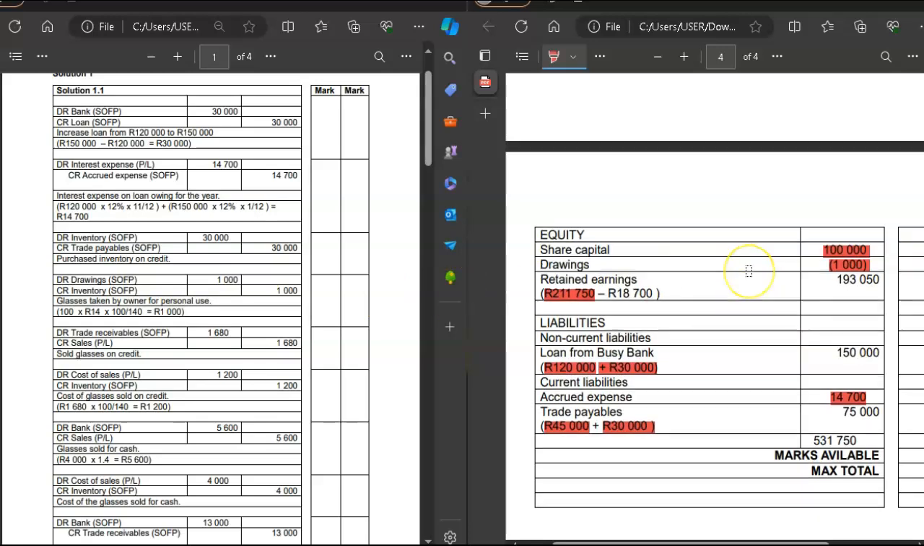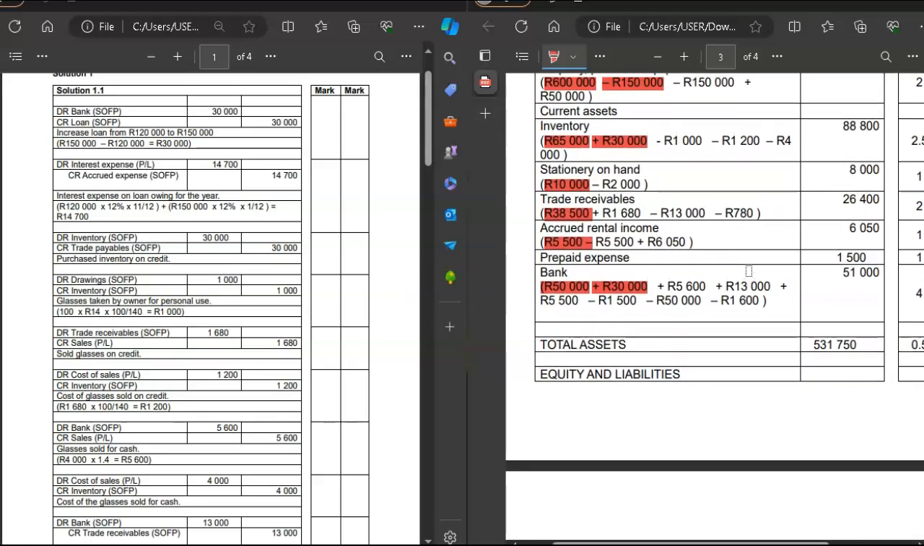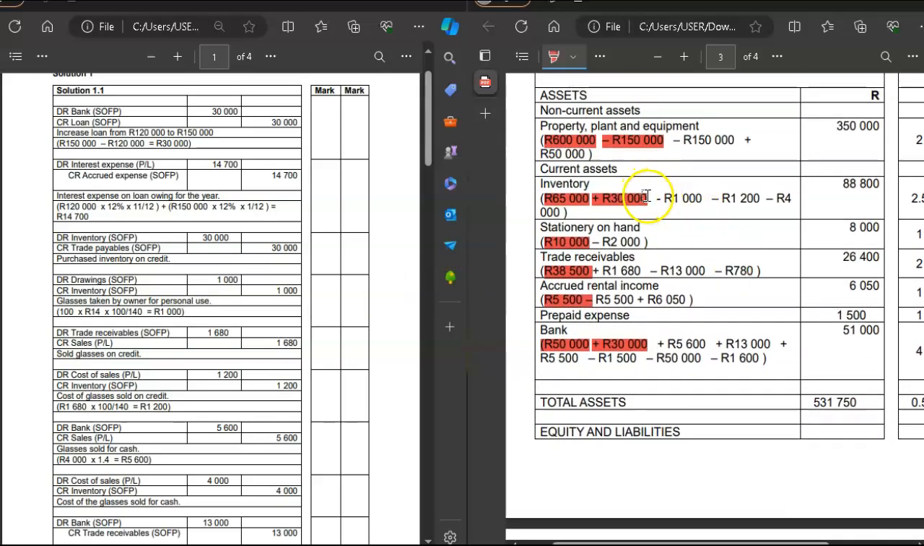Credit inventory. Inventory is going down by 1,000. Go to your current assets of inventory. Minus 1,000. Debit trade receivables. Trade receivables is our current asset.